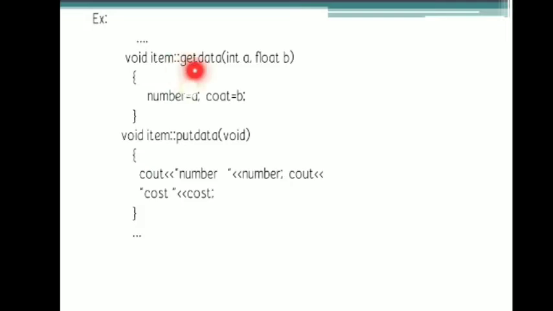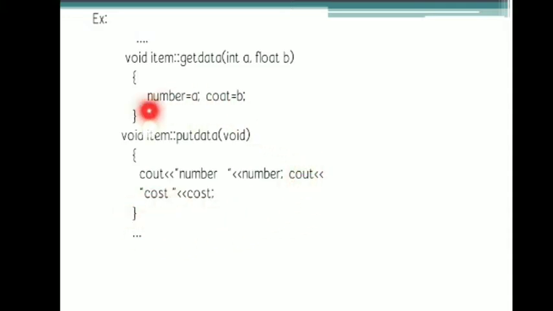This is the example of defining getdata. Here we are using the return type of the getdata method as void, and next to this is the name of the class. After this the double colon says that this getdata member belongs to the item class, and here two parameters are used, int a and float b, and now we assign the first value a to number and the second value b to cost. Then next we define the putdata member. This putdata member function displays the first member, number, and displays the second member, cost.